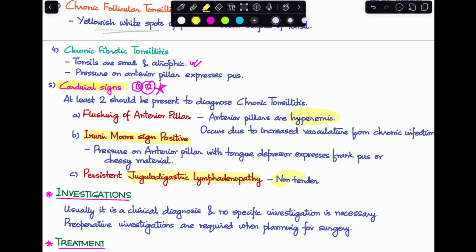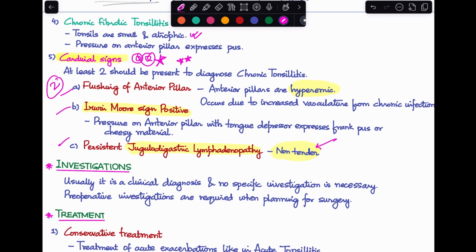And an important feature over here is that it is non-tender. That diagnoses a case of chronic tonsillitis. So out of these three signs, at least two have to be present for you to be able to diagnose it as a case of chronic tonsillitis. This is a very, very important viva question that you should know. So that's about the clinical symptoms and signs.